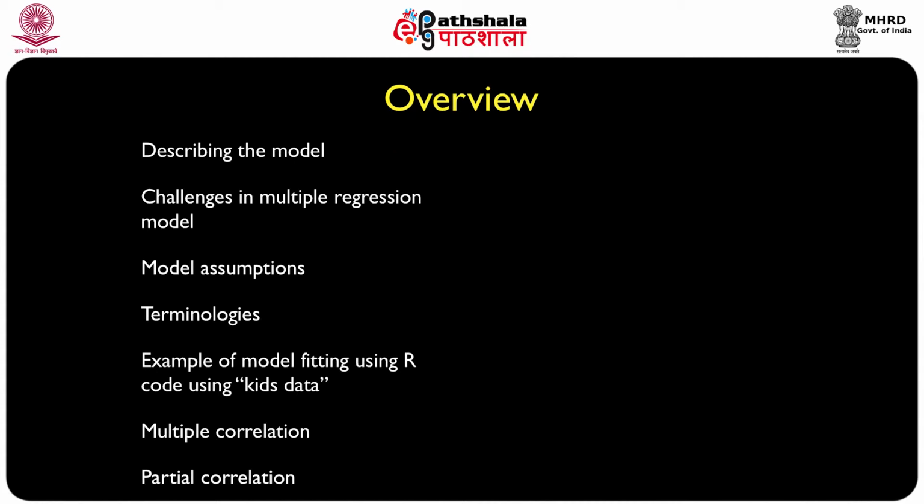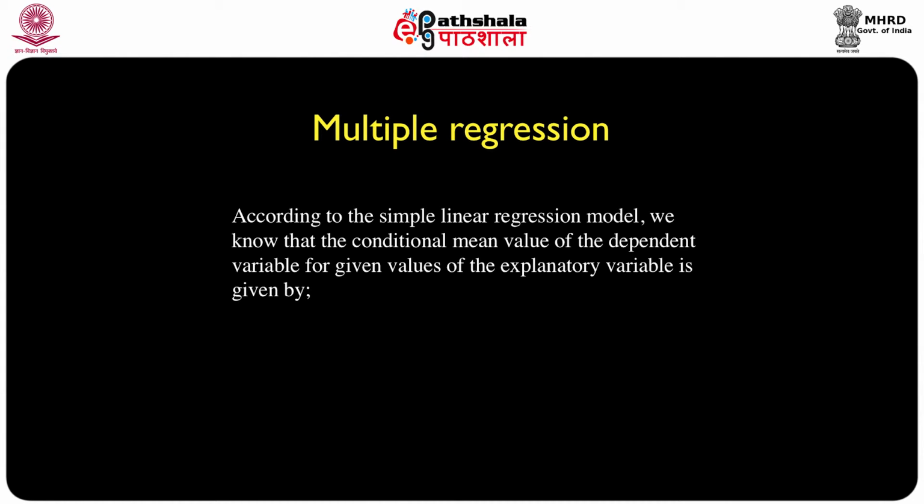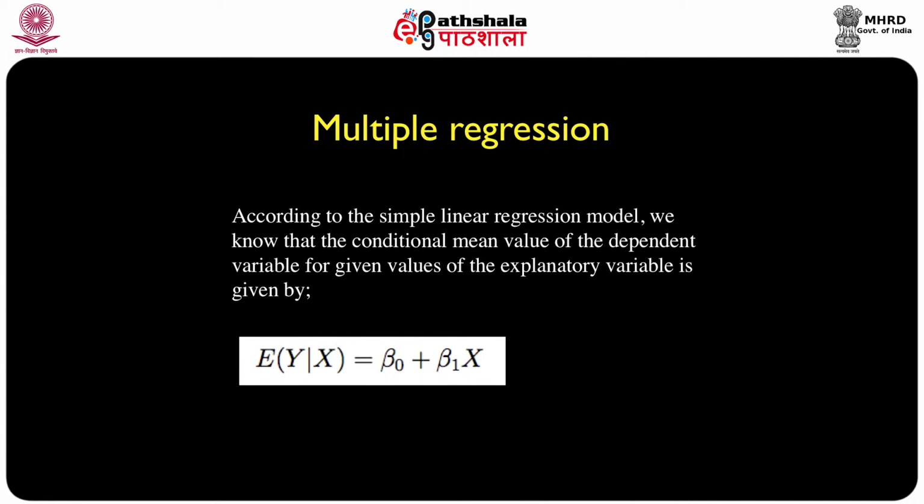And before rounding up this lecture, I will discuss the multiple correlation and partial correlation in the context of multiple linear regression. According to the simple linear regression model, we know that the conditional mean value of the dependent variable for given values of explanatory variable x is given by beta naught plus beta 1 x, where beta naught and beta 1 are called the regression parameters or the coefficients.